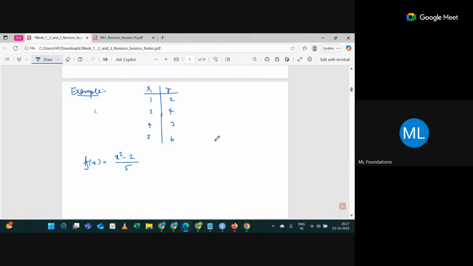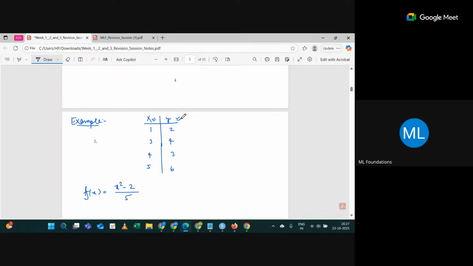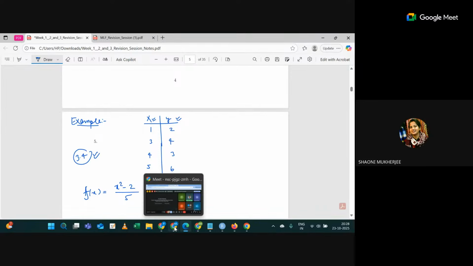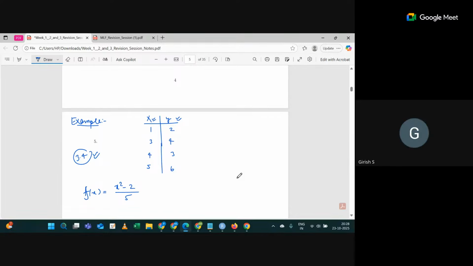So I got one answer from one person, 3.4. What about others? So this is input, and this is output, and the model f of x is given to you. How will you calculate? 3.4. Okay, I got 2 votes for 3.4. I will wait one more minute and then move on. Please try it out, because you will get some idea how to calculate these. I'm also getting 3.4. Okay, 3 votes. Yes, sir. Me too. Okay, great.